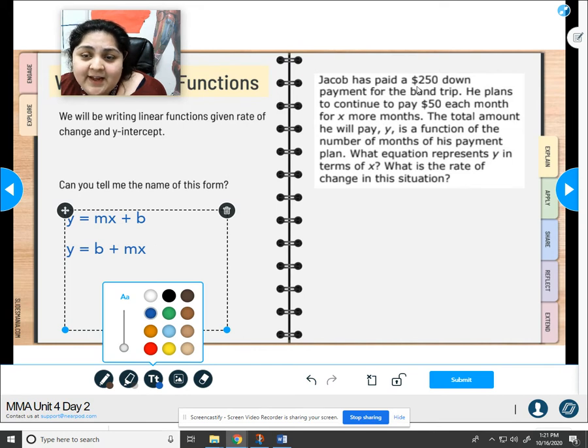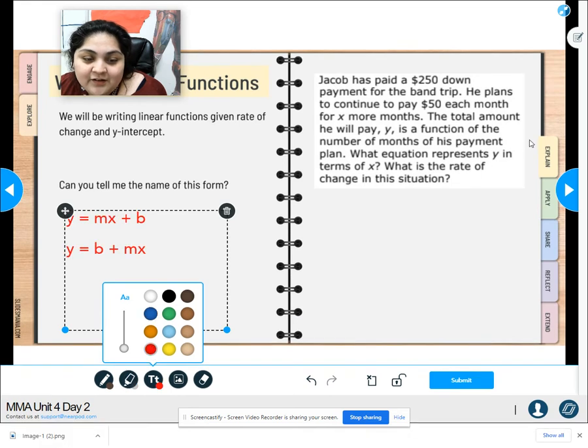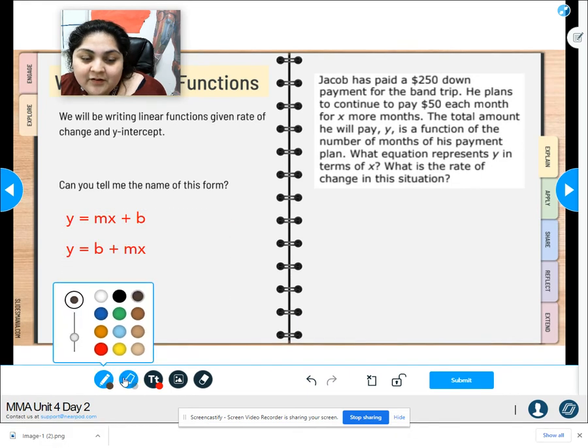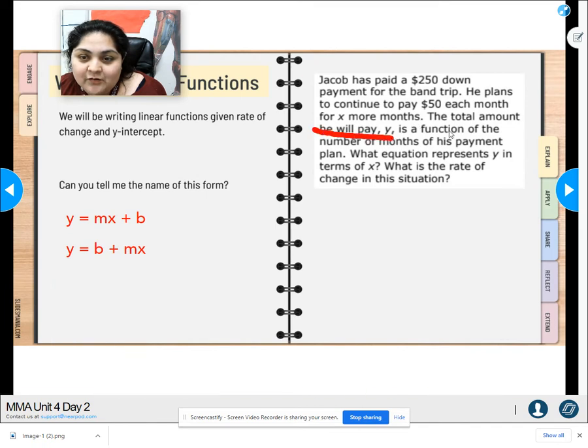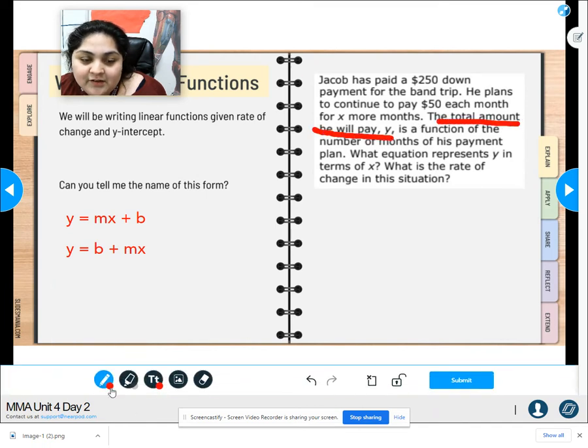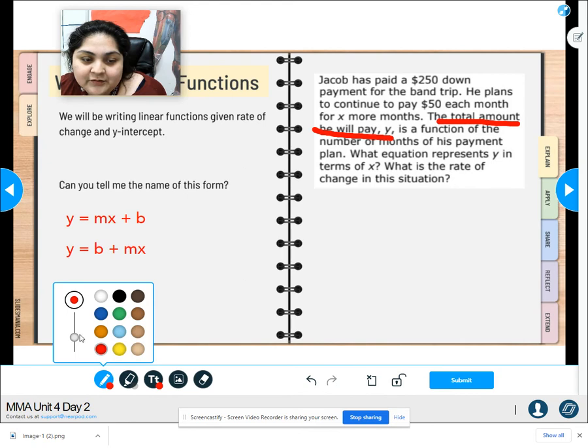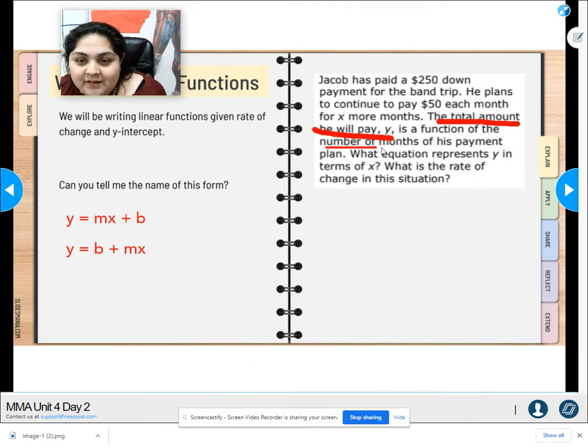Jacob has paid a $250 down payment for the band trip. He plans to continue to pay $50 each month for x months. The total amount that he will pay is going to be y. So y is the total amount, and x is going to be the months.